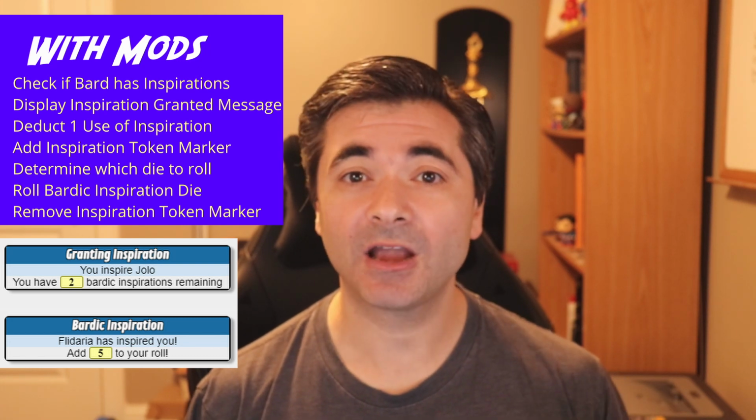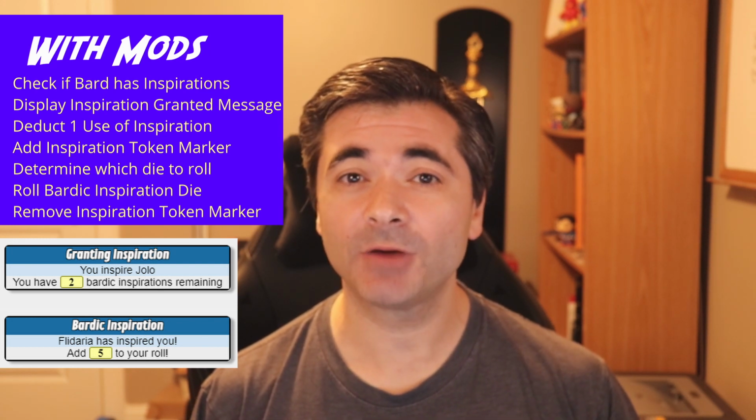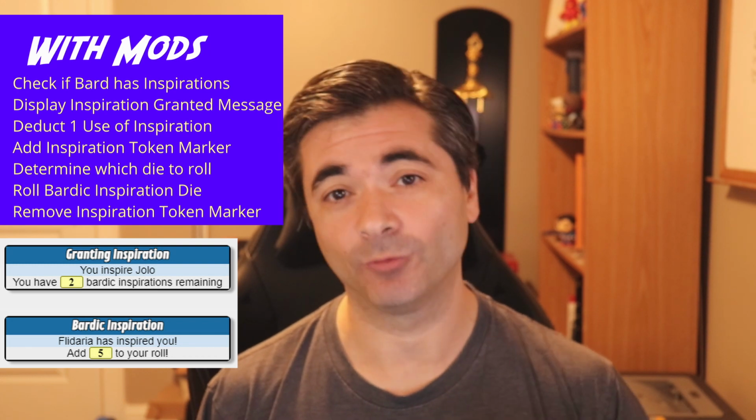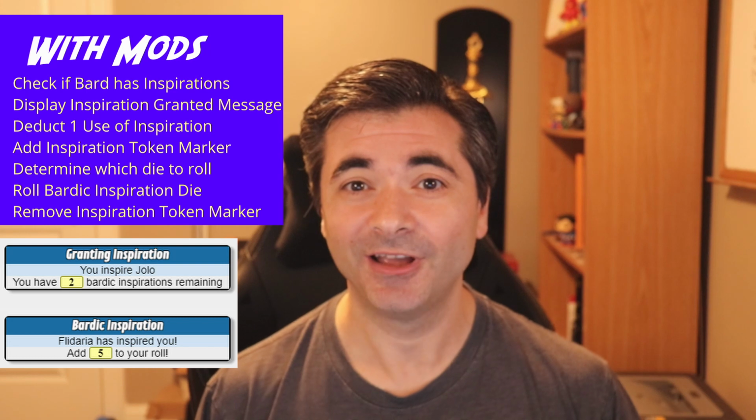Then, when that character wants to use their inspiration, the macro will dynamically determine what die should be rolled based on the bard's level. It will then roll that die, and it will remove the token marker from their character's token. So, a lot of really cool stuff for us to see today.